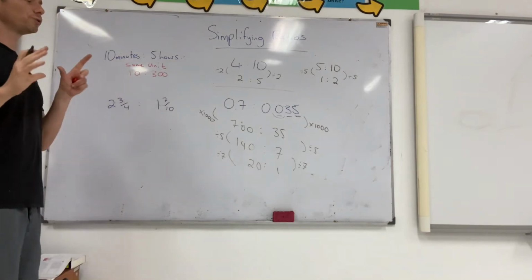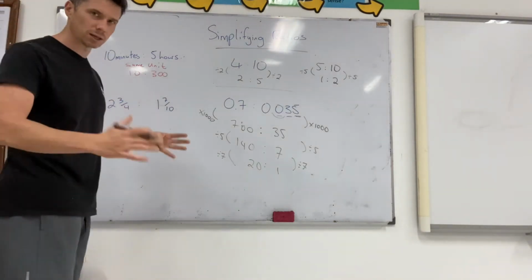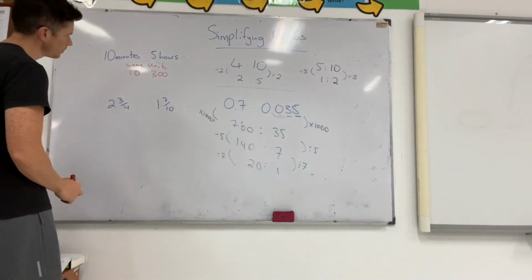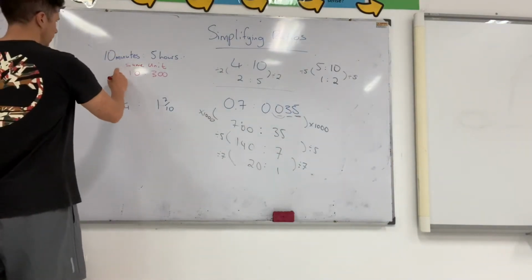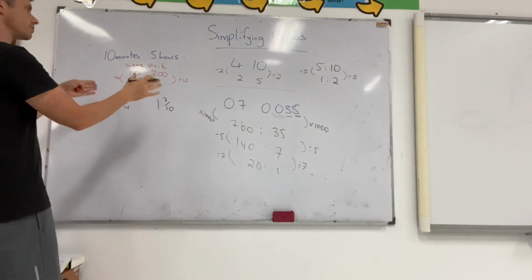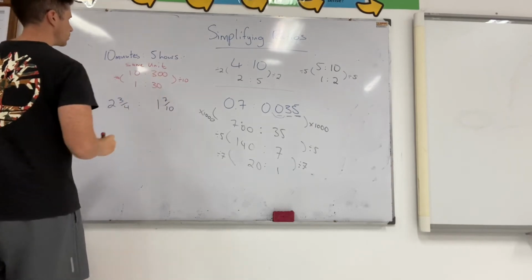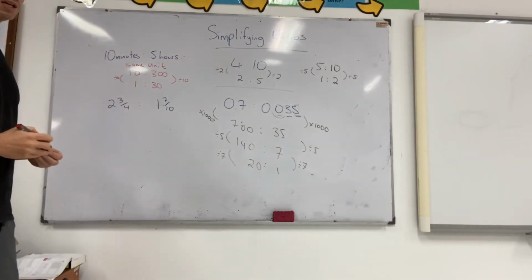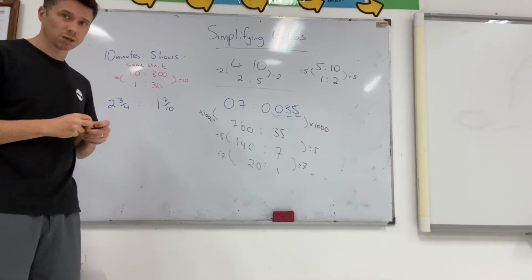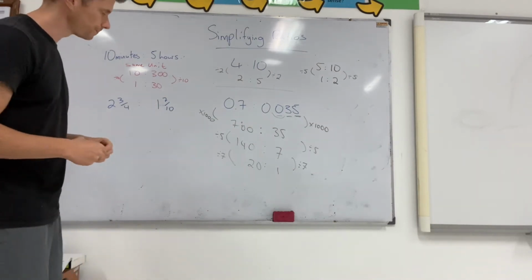So once it's in the same unit, then I can start my simplifying process, where I do the same thing to both sides. I can divide this one by 10, and divide this one by 10. So the same thing to both sides. 10 into 10 goes once, 10 into 300 goes 30. So actually 5 hours is 30 times bigger than 10 minutes. And that makes sense. 5 hours is far longer.